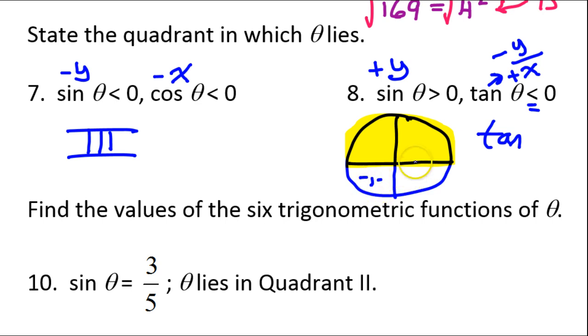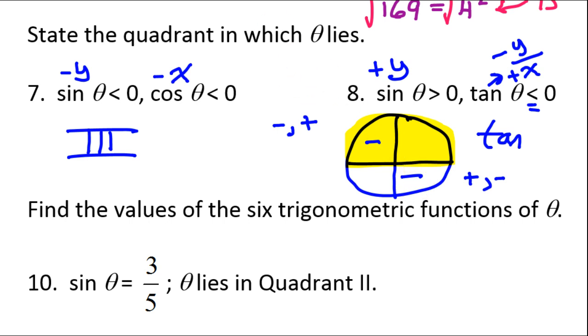So tangent will be negative in these quadrants. Tangent will be negative here and here. Tangent will be negative in these two quadrants because in the second quadrant, the cosine is negative and the sine is positive. And so that gives us a tangent that is negative. Over here, the cosine is positive and the sine is negative. Since they're different, that gives us a negative tangent.